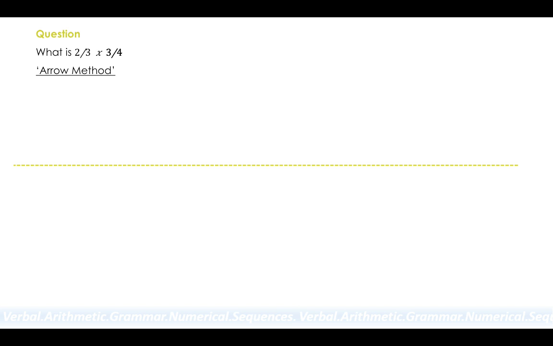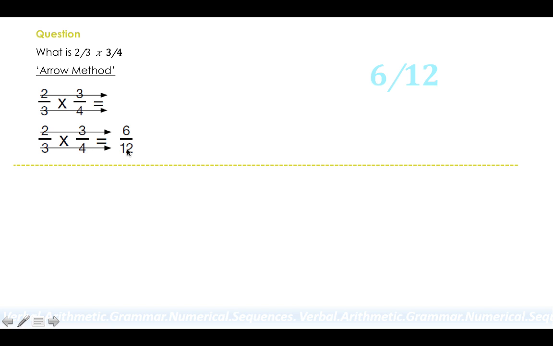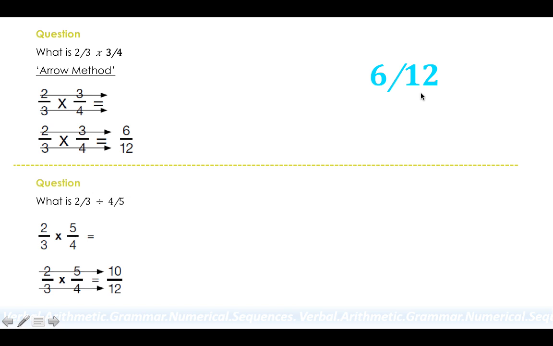So this still uses fractions, and it's called the arrow method, and the arrow method is used to multiply fractions, and this is really easy. So as you can see here, we've got 2/3 times by 3/4. So we've drawn in the two arrows, so this arrow goes straight through the two top numbers there, and this arrow goes through the two bottom numbers there. So 2 times 3 would give you 6, and 3 times 4 would give you 12. So you would be left with 6/12.